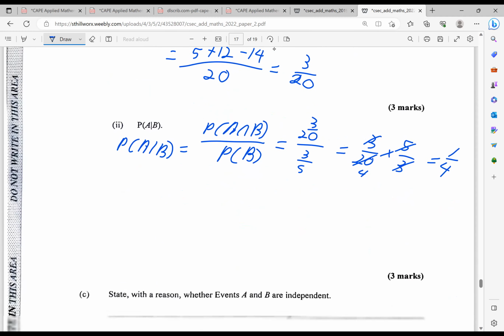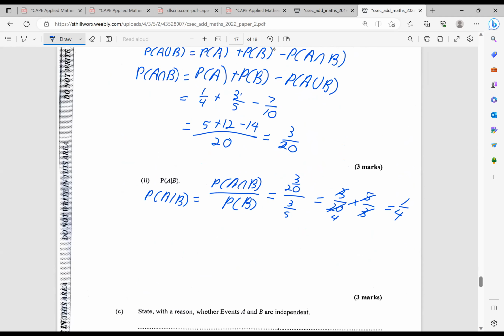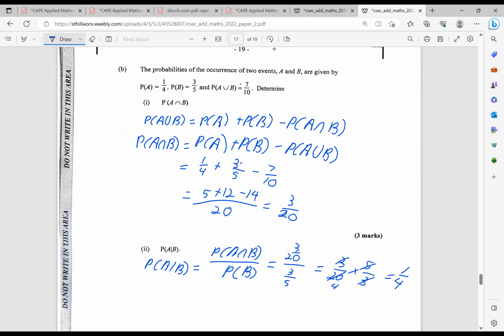All right. State with reason if they are independent. Tell me if they are independent. In the chat, just let me know yes or no. All right. Are they independent? Yes or no. You don't need to put the reason.